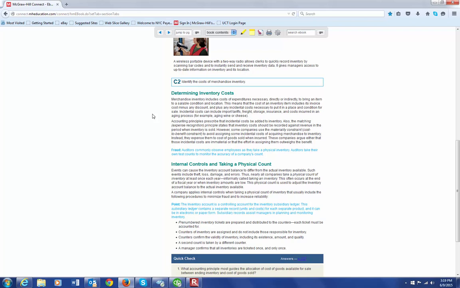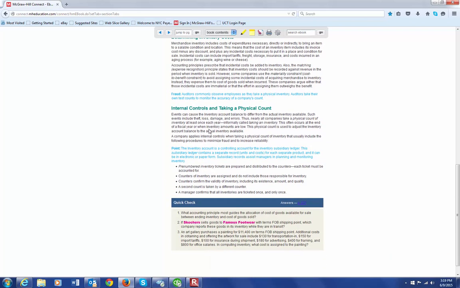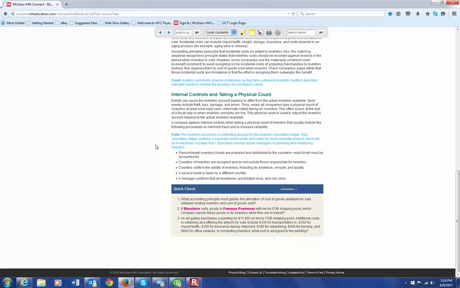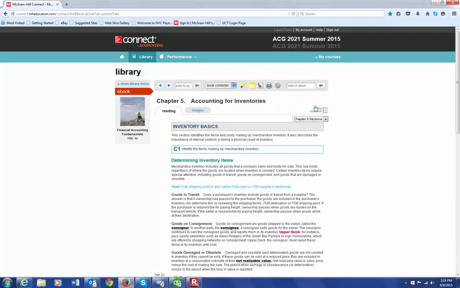The next section talks about the kinds of controls you have to take to try to keep a handle on your inventory. As you all know, inventory can disappear, people steal things, people make mistakes and miscount. So there are certain auditing-type things that we try to do to keep our inventory safe and to have the account be accurate.